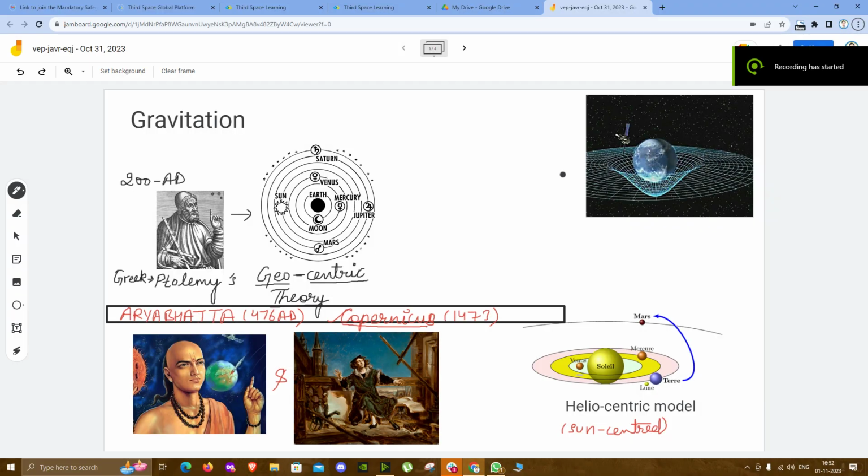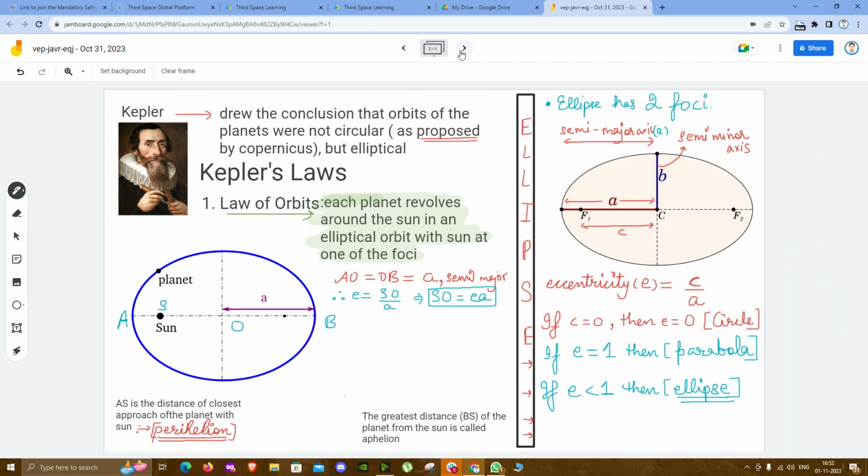Okay, guys. So today we will be starting with a new unit called gravitation. It's a very interesting topic, and we will be covering it in various videos. But for today, we will be mainly focusing on the introduction of gravitation and then Kepler's laws.